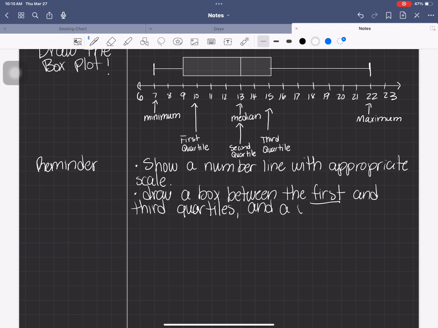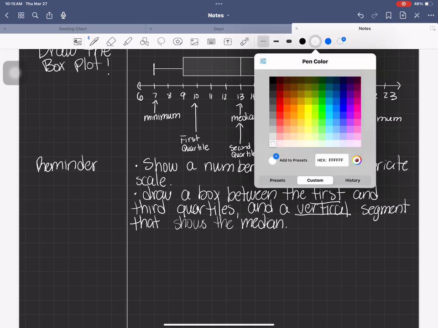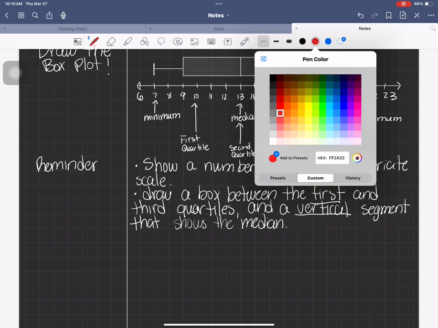In this case, I kind of messed up a little bit because I should have done my box a bit smaller. I should have put my box where 10 is, at the first quartile. I should have drawn my box at the beginning there.